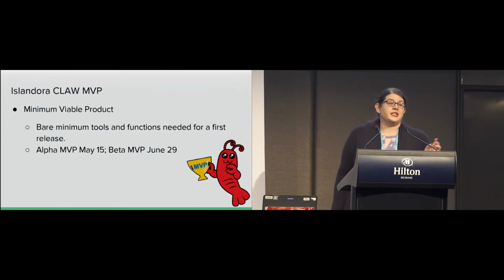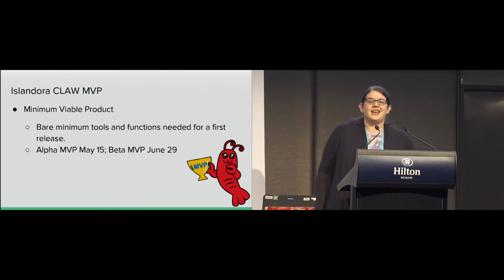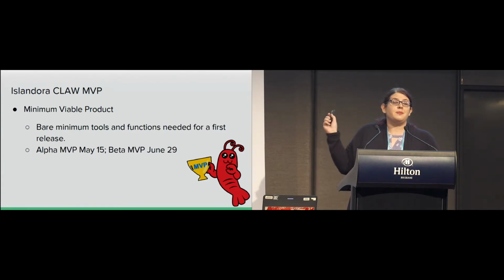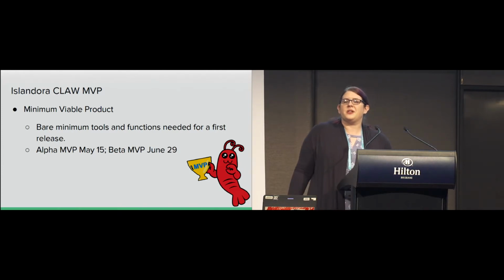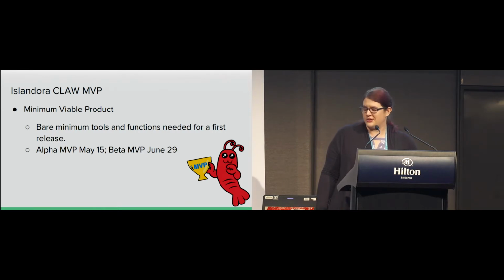So we like arbitrary deadlines, so we had an alpha release at our Islandora conference back in May, and we're going to have the beta release of the MVP tomorrow during that session I mentioned at 3:30. So if you want to see what the Islandora Claw MVP beta looks like, I encourage you to join us.